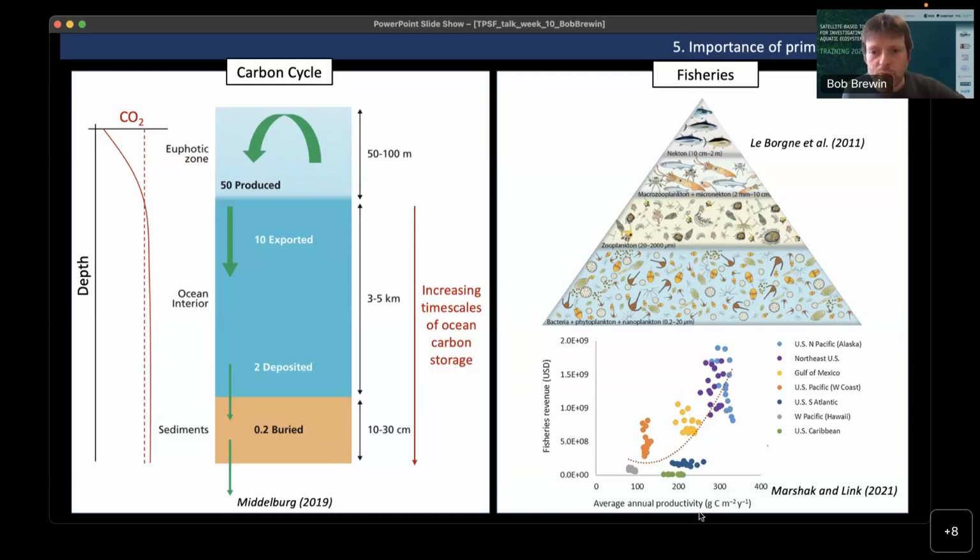So this is a nice paper I came across, I think last year, and it was some work conducted in the US where they showed how the average annual productivity here, plotted on the x-axis, is well correlated with the fisheries revenue in the US. So the higher the productivity, the larger the fisheries revenue. I mean, of course, there's many other factors that impact fisheries, but it's just to illustrate the importance of primary production in this process.